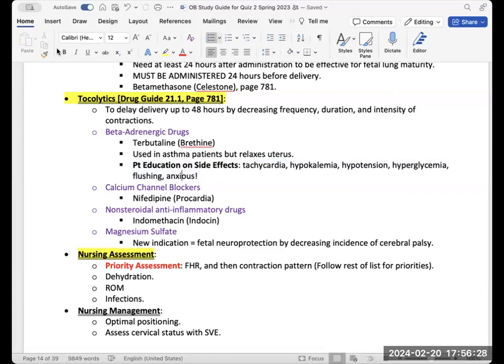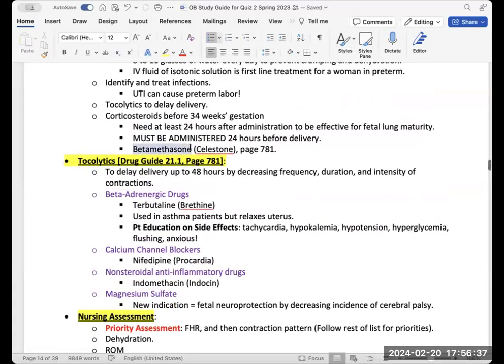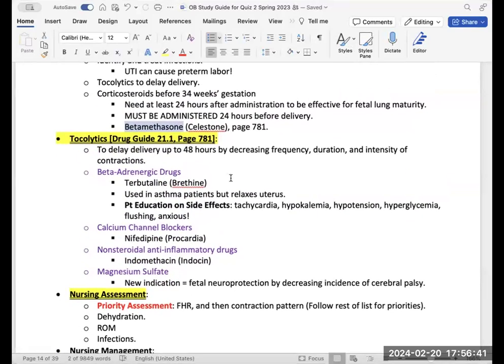I just wanted to confirm the corticosteroid that we give for fetal lung maturity is the betamethasone. Yes. Okay. Thank you. You're welcome.